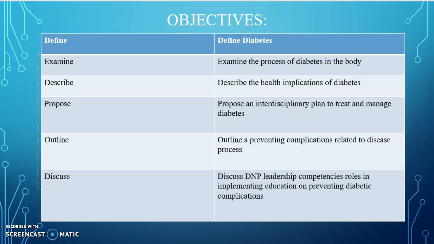Our objectives are to define what diabetes is and the different types of diabetes, examine the process of how diabetes works in the body, propose tips and strategies on how to treat and manage diabetes, outline how to prevent complications of diabetes, and discuss a doctoral prepared nurse practitioner's role in providing education to diabetic patients about preventing complications of the disease.